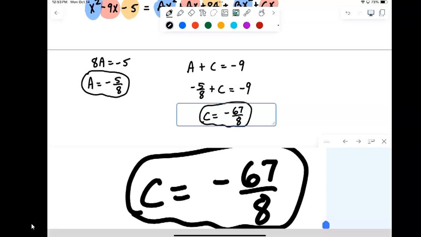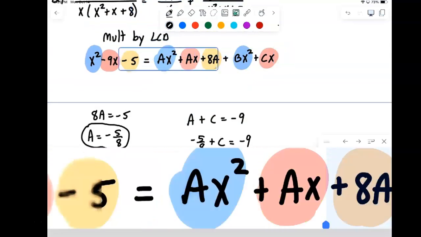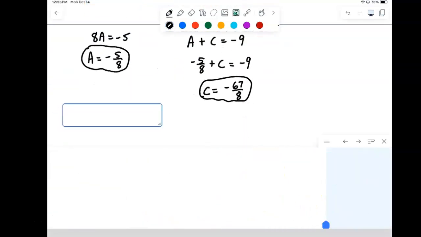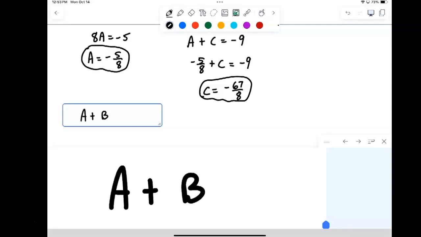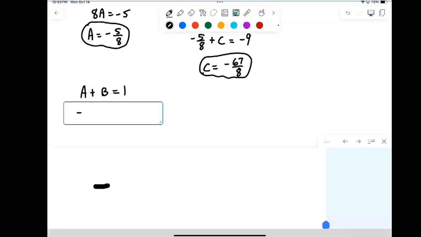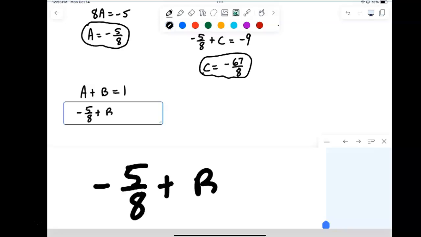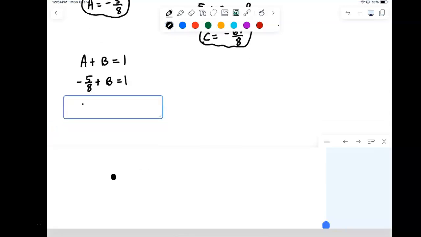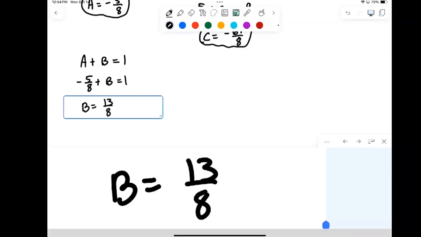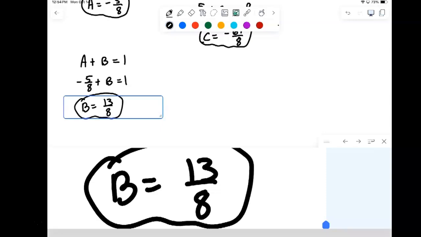And we know a, and we know c. We just need to figure out b. So we go back up to our equation here. A plus b has to be 1. A is negative 5/8, so negative 5/8 plus b equals 1. So we would add that over. That would be 1 and 5/8, which would be 13 over 8. And so now we know what b is. So we know all of our constants.